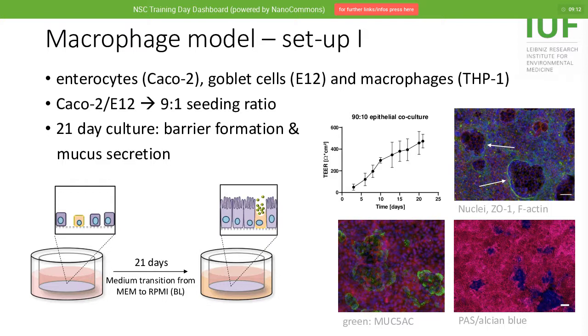The second part that we are waiting for is the secretion of mucus, which we can detect either by specifically staining for particular mucins, as shown in the image at the bottom left for mucin 5AC, which is the major mucin secreted by the E12 cells, or more generally staining neutral and acidic mucus, as shown here by the PAS and Alcian blue staining.